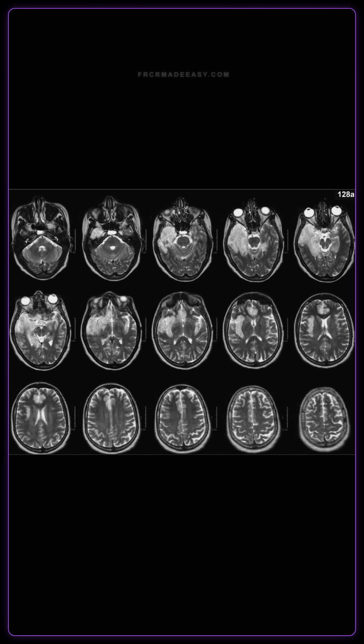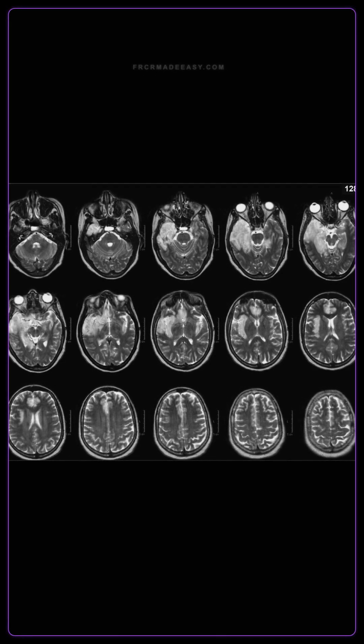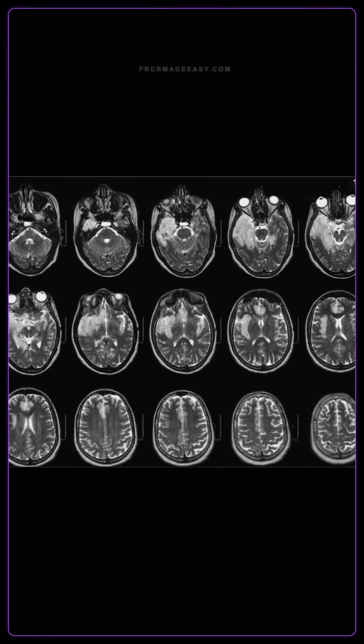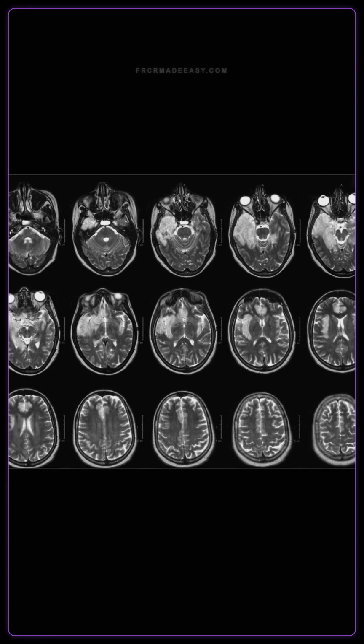A 45-year-old patient presented with progressive confusion developing over 1 week. I'm showing you T2-weighted axial brain MRI scans. Describe the findings.